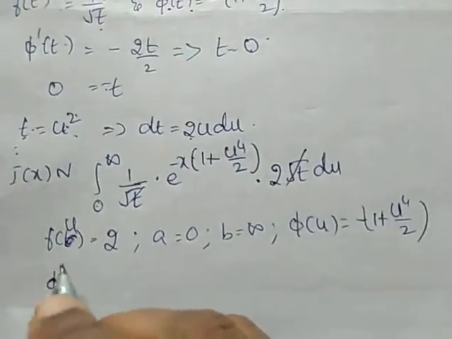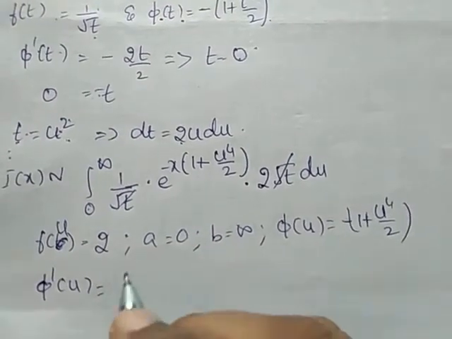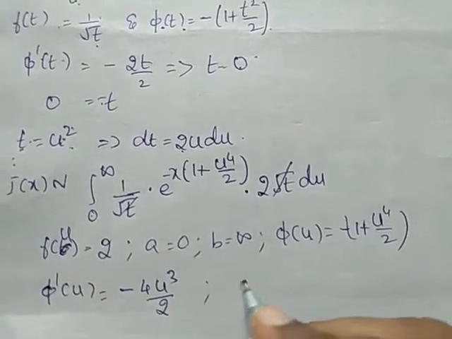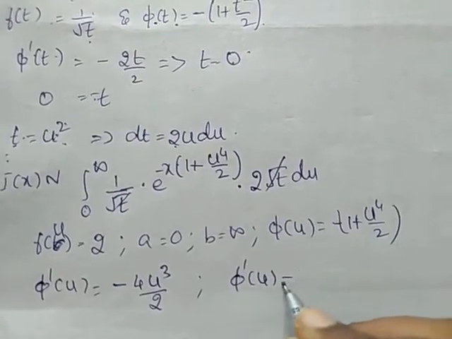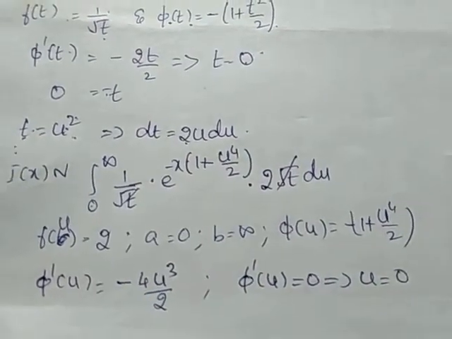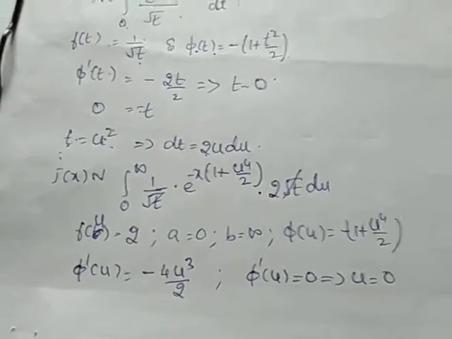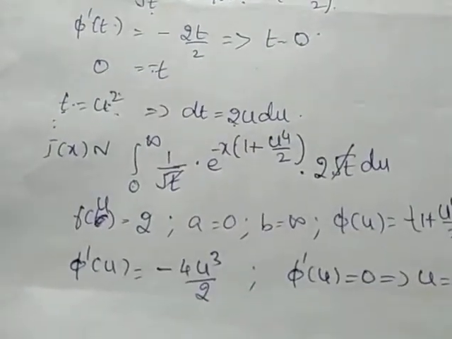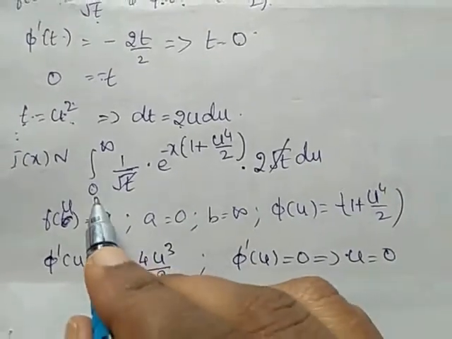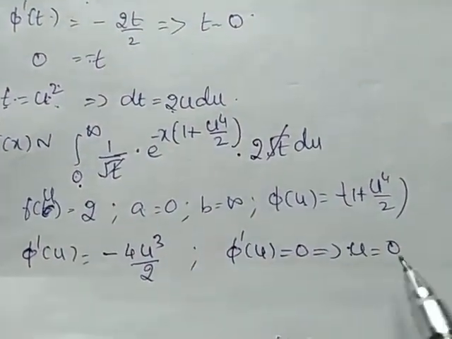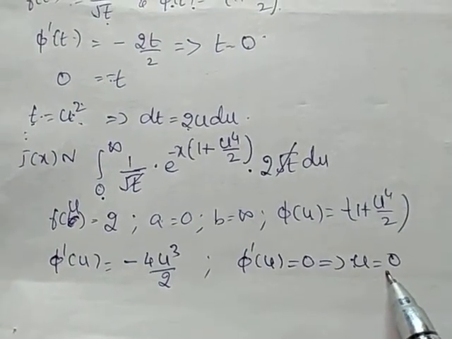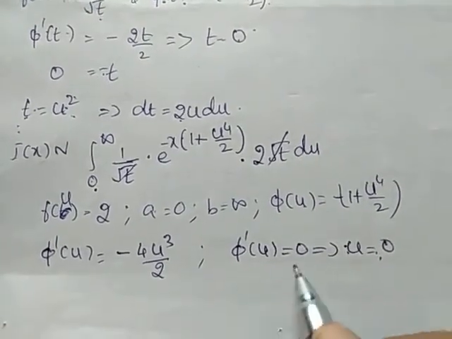So what is our phi dash of u? Phi dash of u is minus 4u cube by 2. Phi dash of u equal to 0 implies u equal to 0. So at u equal to 0, we have the maximum value. Again, u equal to 0 means the lower limit, so our alpha value is a itself. So this is the second case. Remember that also, don't forget that. Now phi dash of 0 is 0.